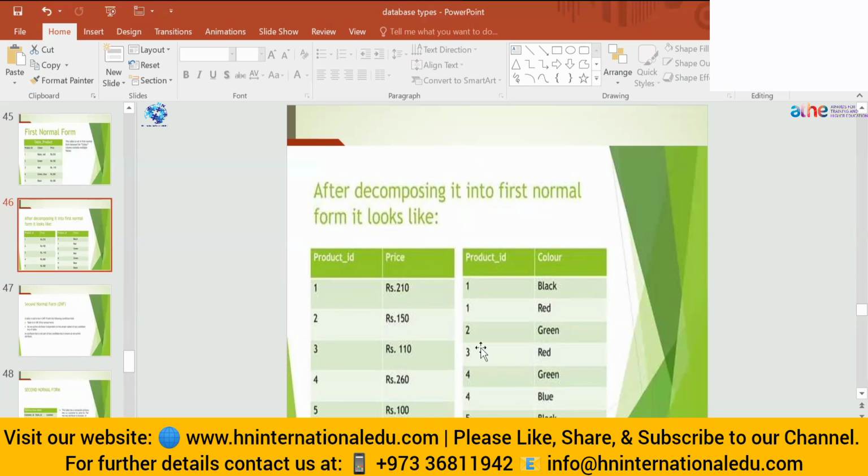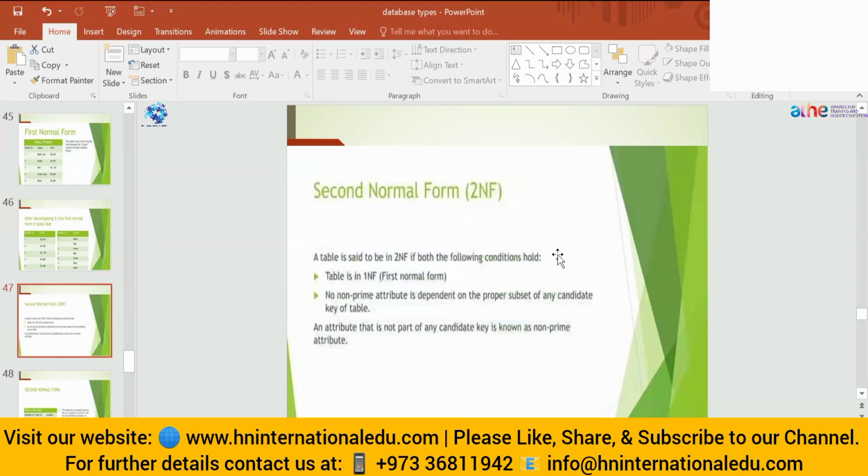And in this we have two tables. Then we have to arrange our data in the second normal form. But let's see what the criteria for the second normal form actually is. A table is said to be in the second normal form if both of the following conditions hold. The table is in the first normal form. Firstly, we have to arrange our data in the first normal form, then we are able to come to the second normal form. No non-prime attribute is dependent on a proper subset of any candidate key of the table.